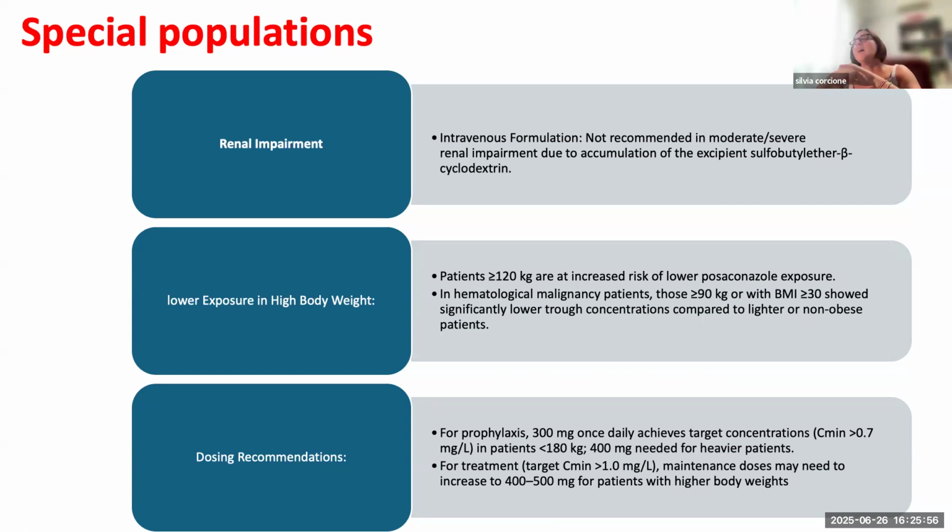And in fact, the dosing recommendation in the setting of obese patients is to try to increase to 400 milligrams for patients above 120 kilos, and to try to get to a higher target of Cmin or C-trough, either for prophylaxis or treatment.